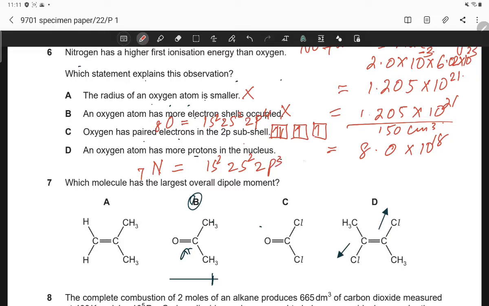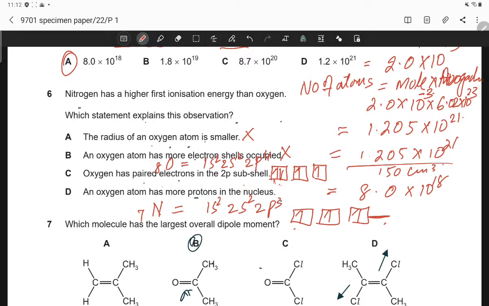The p shell has unpaired electrons, so this is a half filled p shell. Half filled is more stable than the partially filled. That's why removing an electron from a partially filled shell is easier than removing an electron from the half filled shell. So nitrogen has a half filled shell while oxygen has a partially filled one, and that's why nitrogen has a higher first ionization energy than oxygen.